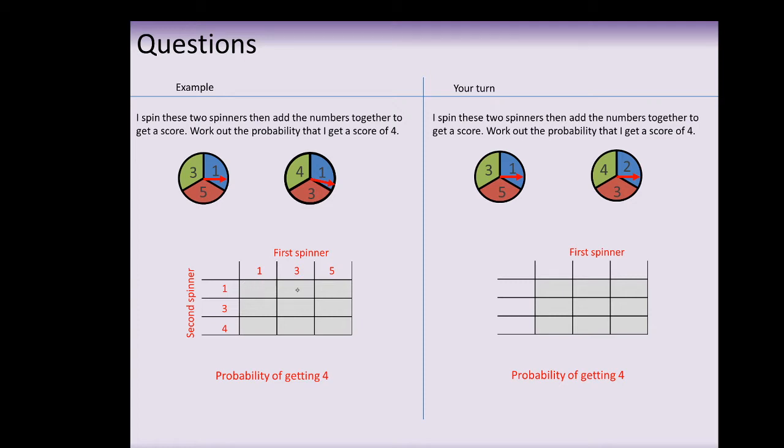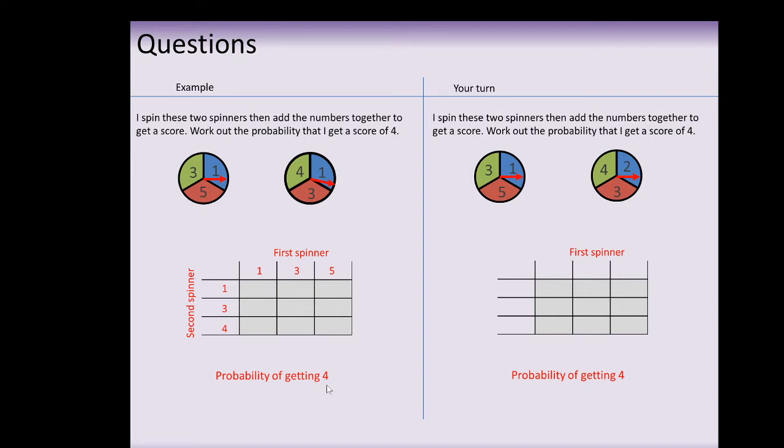1 add 1 would be 2. 1 add 3 would be 4. 1 add 5 would be 6. 1 add 3 would be 4. 3 add 3 would be 6. 3 add 5 would be 8. 1 add 4 would be 5. 4 add 3 would be 7, and 4 add 5 would be 9.